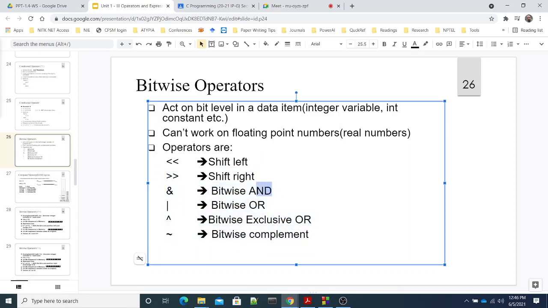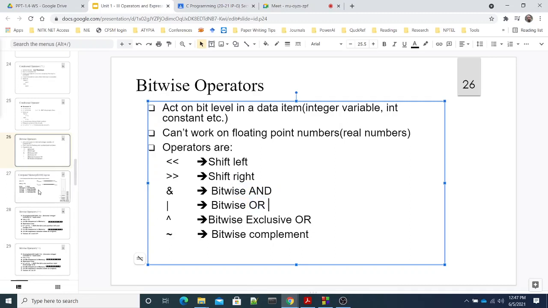Okay, the AND operation, logical AND operation, you are familiar with. If both inputs are true, the output will be true. In all other cases, the output will be false. For logical OR, if any one of the inputs is 1 or true, the output will be true.